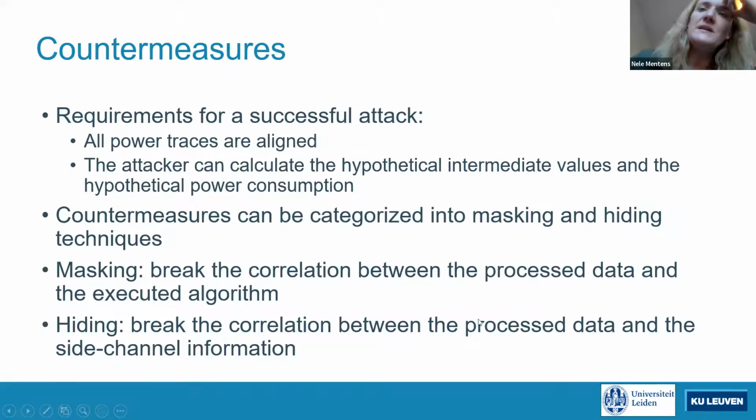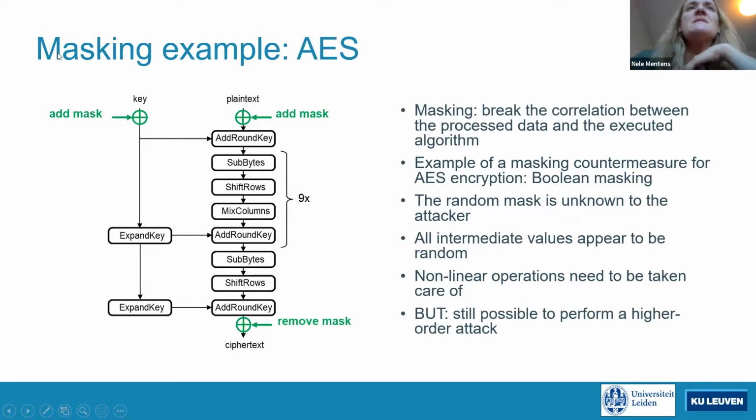Hiding means that we break the correlation between the processed data and the side channel information. That means that we really process the plain text as it is, but we make sure that what we measure does not correlate anymore with this processed data. To give some examples, masking example on AES, very simple. The additive mask, for example, we do not process the plain text, but we process plain text XOR random value.